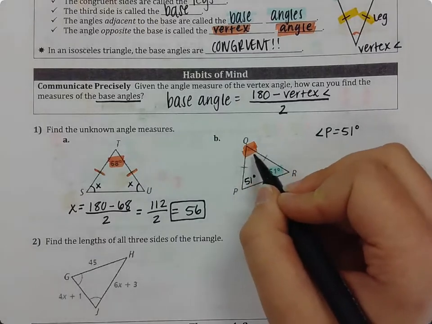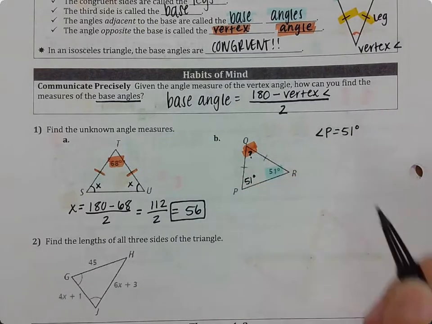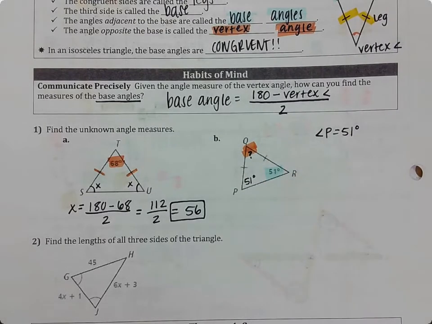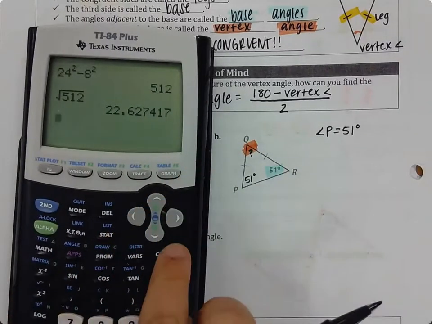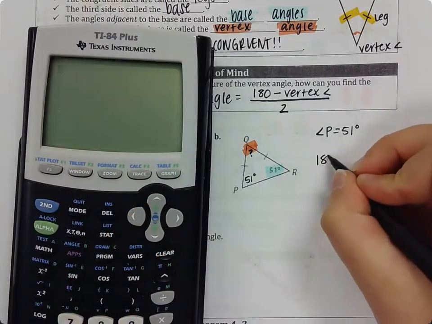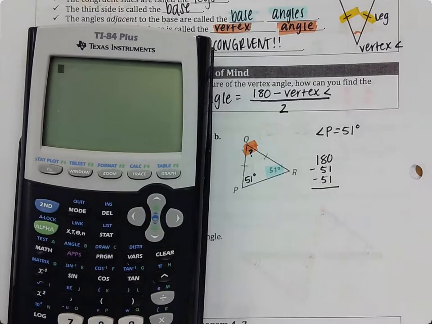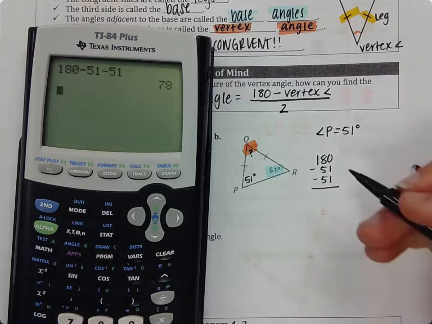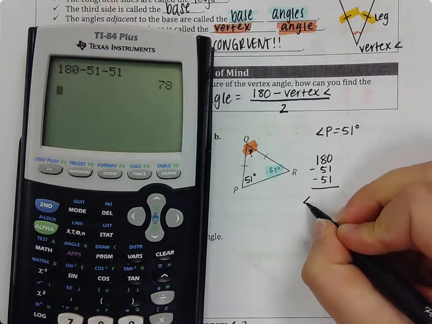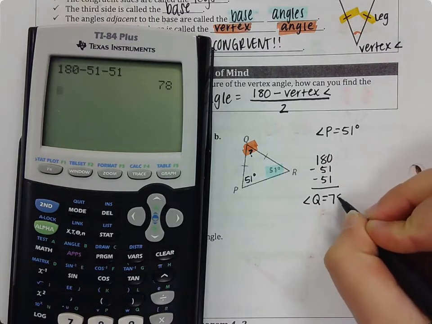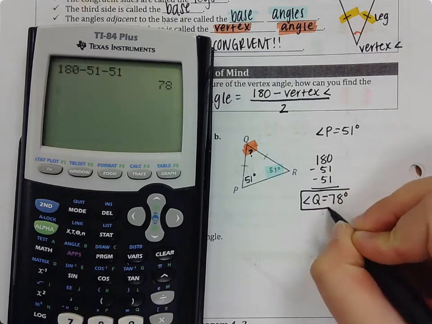So now it's just as simple as finding one missing angle in a triangle. We know we can do that if we take 180 and subtract the 2 values that we know. So I'm going to type that just in my calculator. And I'm going to get my missing value, angle Q equals 78 degrees.